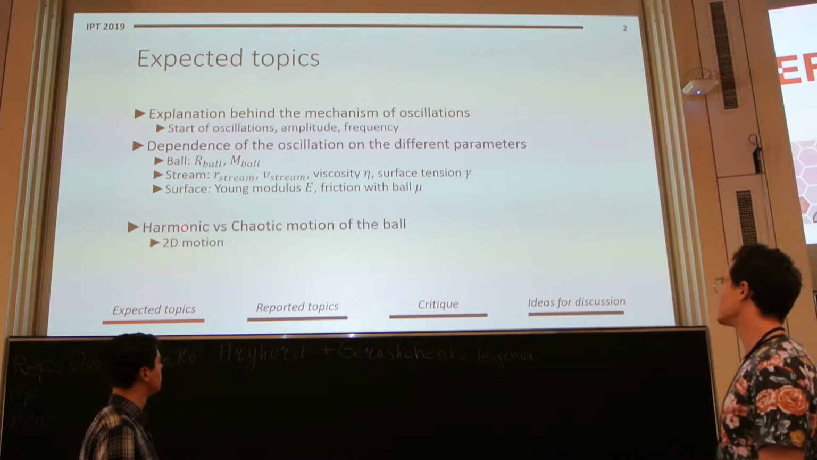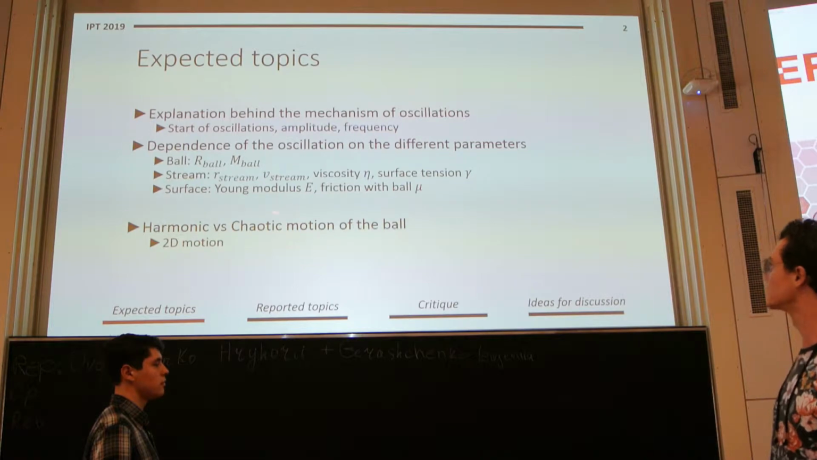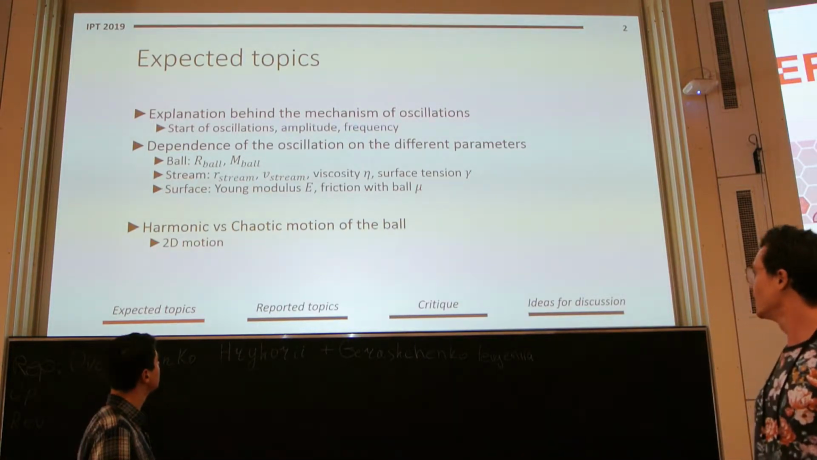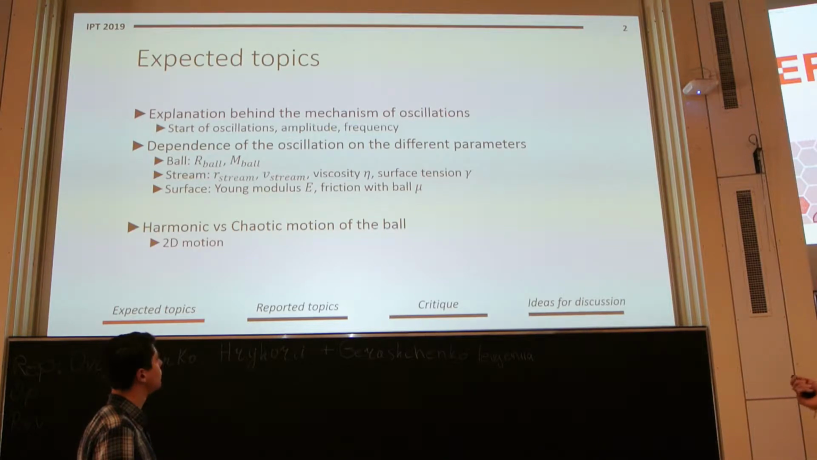And then we would like to see some parameters dependent on the surface, for instance, the elasticity of the surface and the friction of the ball with this surface. And then perhaps we could decide if the motion of this ball is harmonic or chaotic, since it clearly has to do something with initial instabilities.